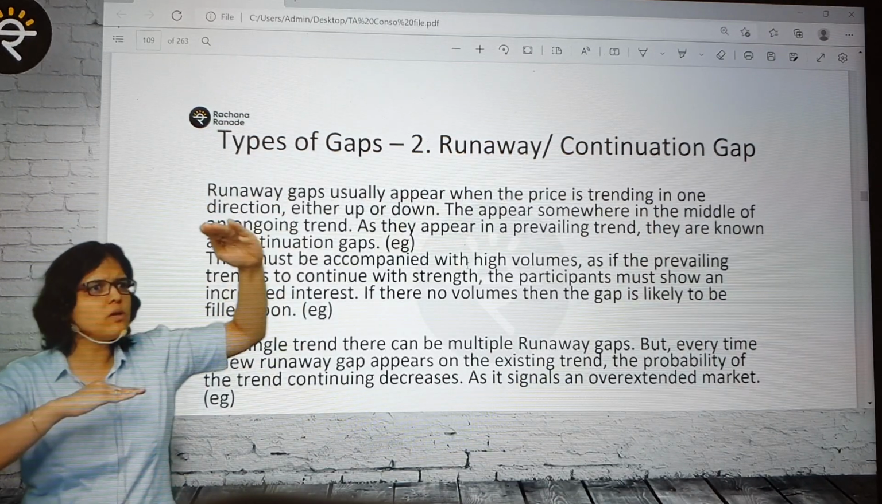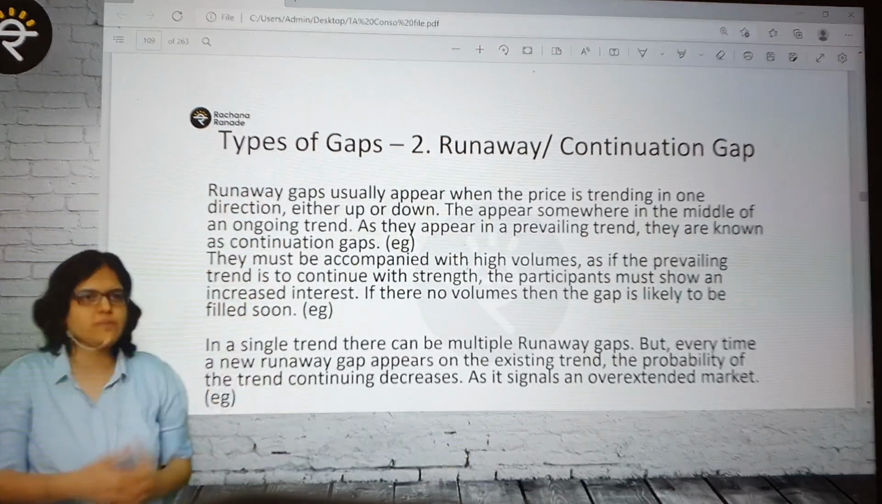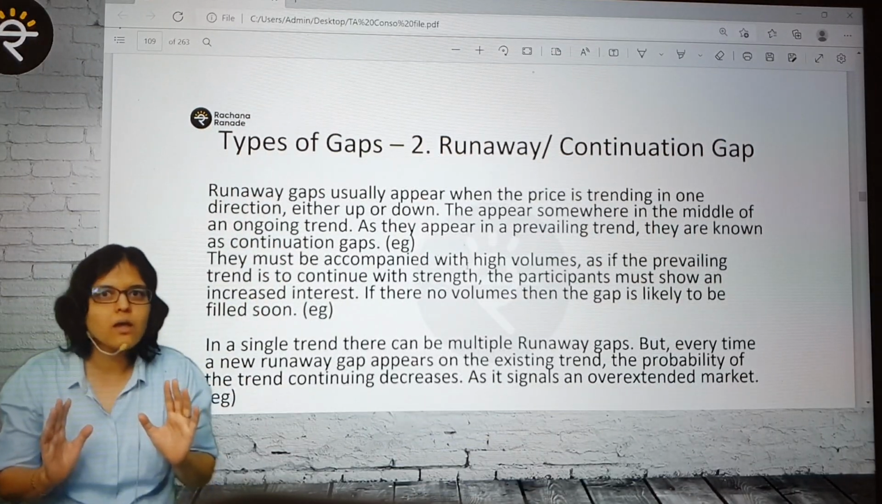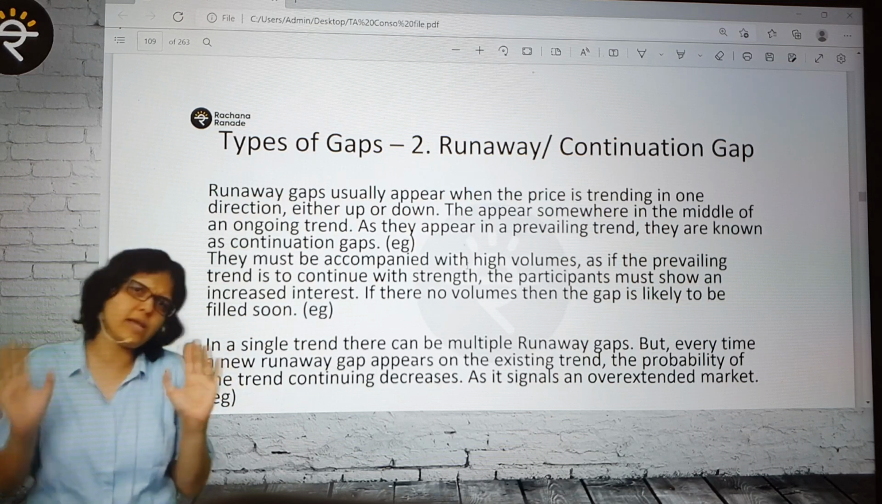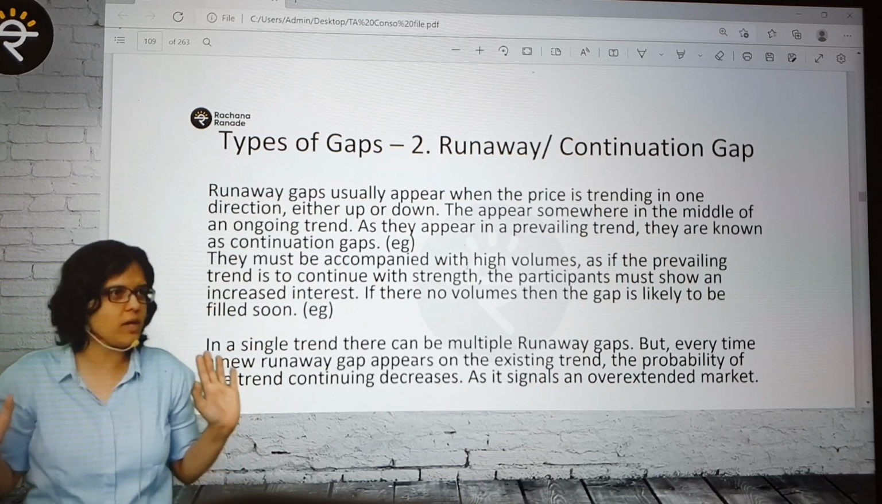Can there be gap ups in between also? Yes, these are called runaway or continuation gaps. Simple to hear. Let's not jump to conclusions about whether it will happen in penny stocks or not. It can happen in many places, in normal stocks also.